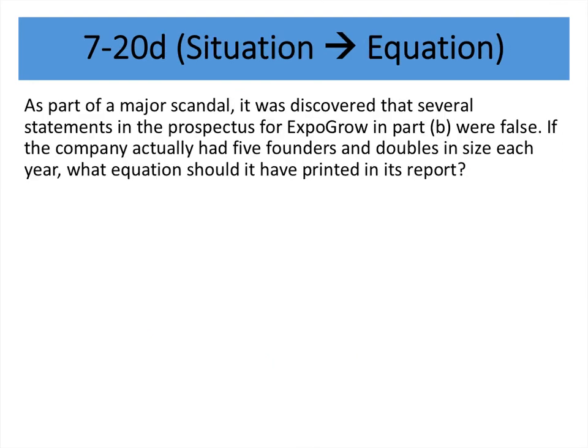As part of the major scandal, it was discovered that several statements in the prospectus, or the report, from Part B were false. If the company actually had 5 founders and doubles in size each year, what equation would have been printed in this report? Okay, so again, we're asked to write an equation, and exponential equations always come in the form of y equals a times b to the power of x, where the a is the start, and the b is the growth or decay.